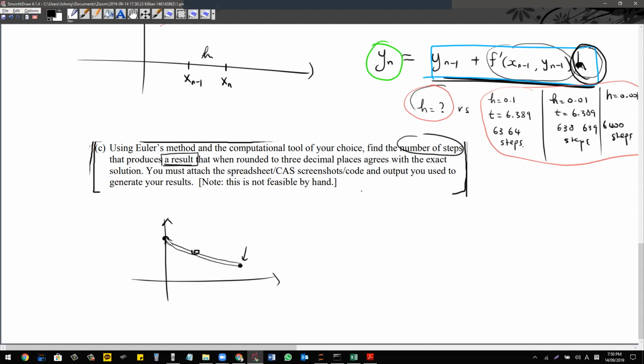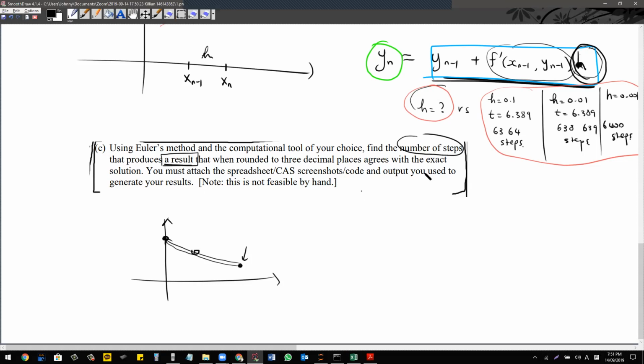So I think it's a good assumption that we're starting from there and approximating this one. I think we should specify that as well. Yeah. All right. I think it would have been better if they said find the step size, not the number of steps, because it's really the h. But anyway, we can tell both. Okay, so when rounded to 3 decimal places agrees with the exact solution, you must attach a spreadsheet.